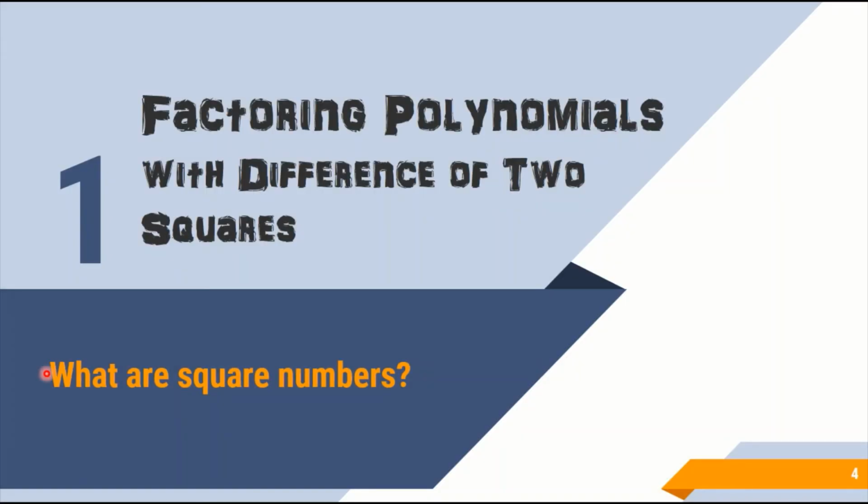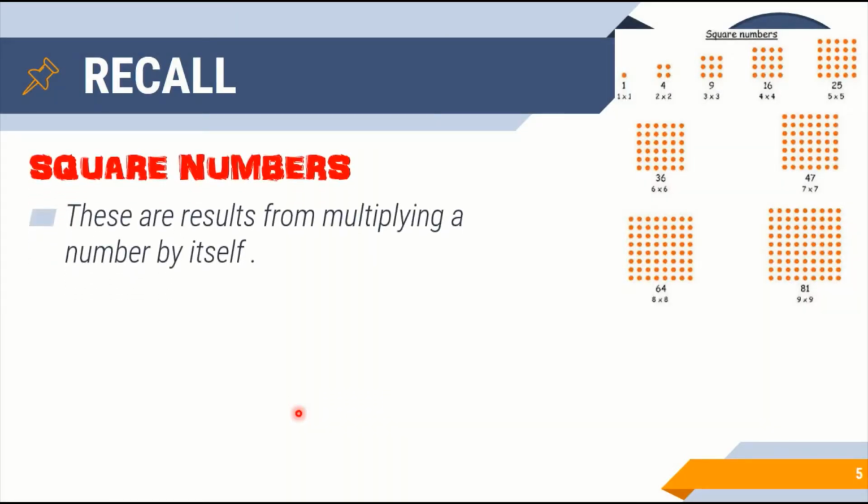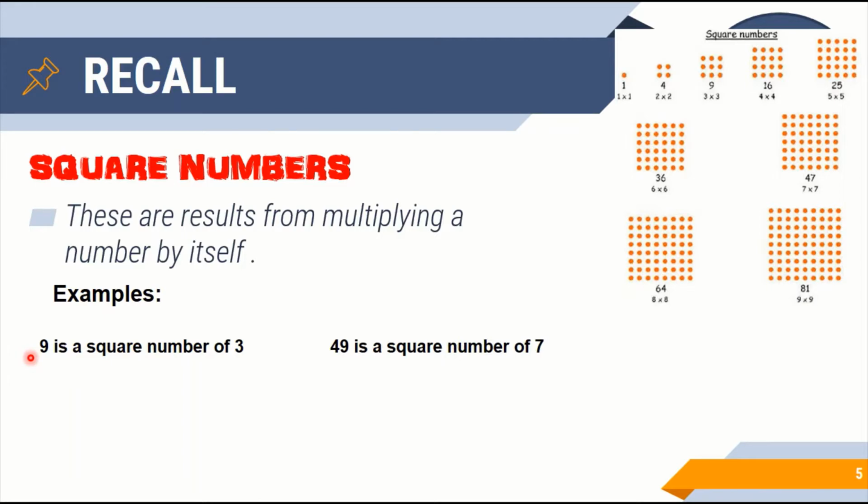For this topic of factoring polynomials with difference of two squares, we will proceed first. What are the square numbers? When we say square numbers, these are the results from multiplying a number by itself. Examples: 9 is a square number of 3. 49 is a square number of 7. 81 is a square number of 9.